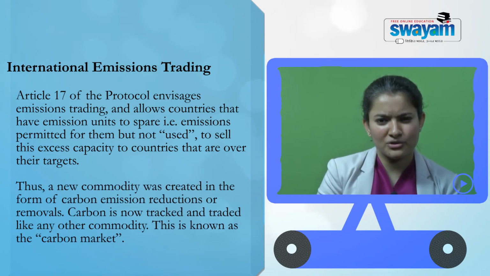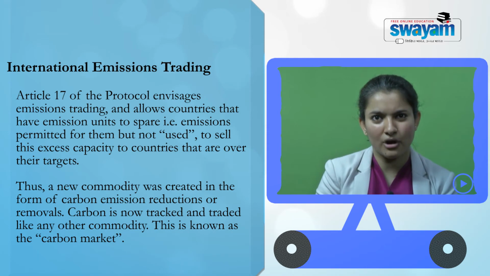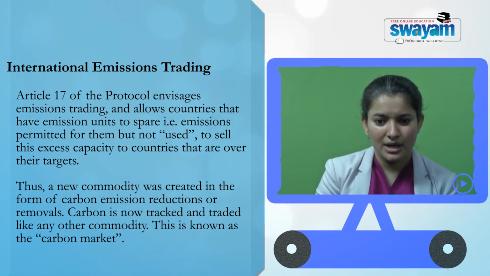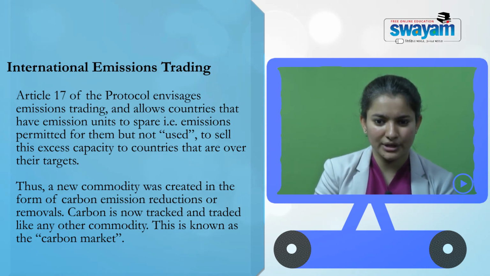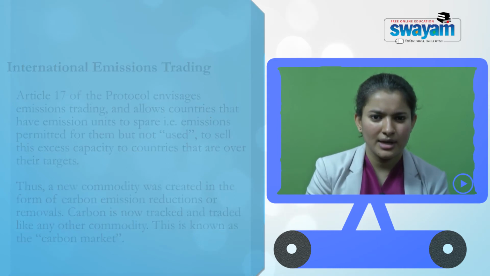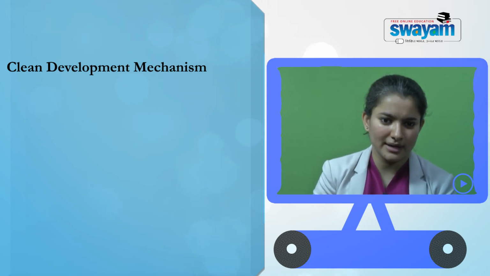Therefore, the International Emissions Trading Mechanism created a new commodity in the form of carbon reduction or carbon removal. Therefore, carbon is now tracked or traded like any other commodity, and this is what is known as the carbon market. The second mechanism under the Kyoto is the Clean Development Mechanism.